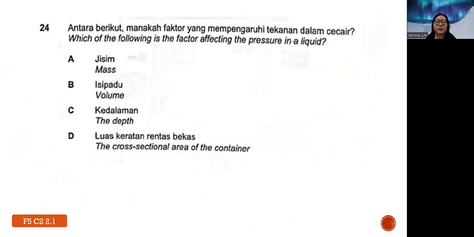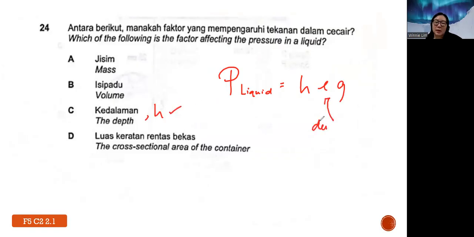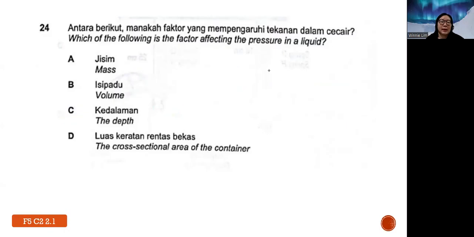24. Which of the following is a factor affecting the pressure in liquid? So this is under the liquid pressure topic. As you know, you have this formula: liquid pressure is h rho g, where h refers to the depth, rho is density, and g is the gravitational field strength. So of course the answer is C, and not A, B, and D. Now always go through all the options also. Sometimes the term used is a more accurate or better answer. So don't just think it is this one; you also need to confirm the other options are wrong.